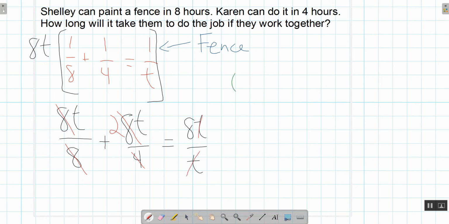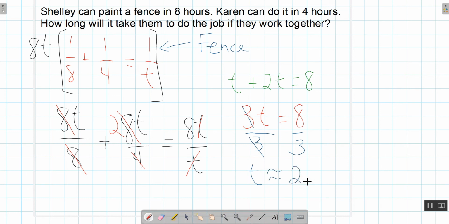So if we combine everything, we have t plus 2t equals 8. Now if we combine those two terms, we have 3t equals 8. And now we're going to divide everything by 3. And so we get t, how long it takes them to accomplish it together, is approximately 2.67 hours.